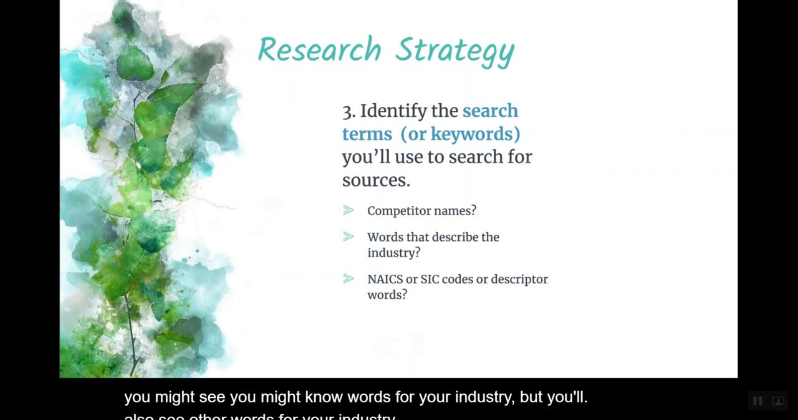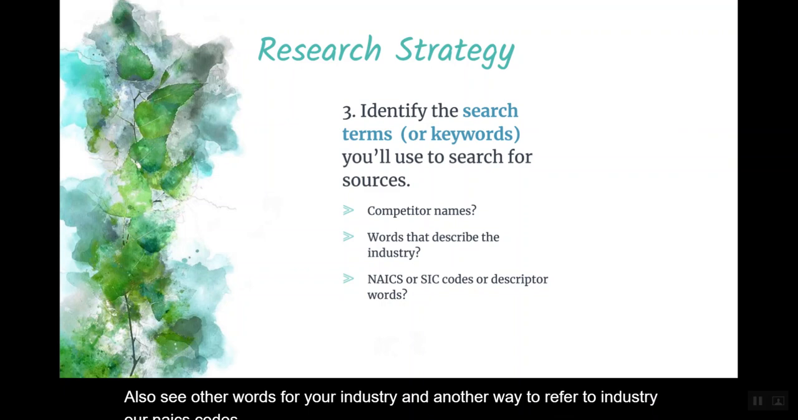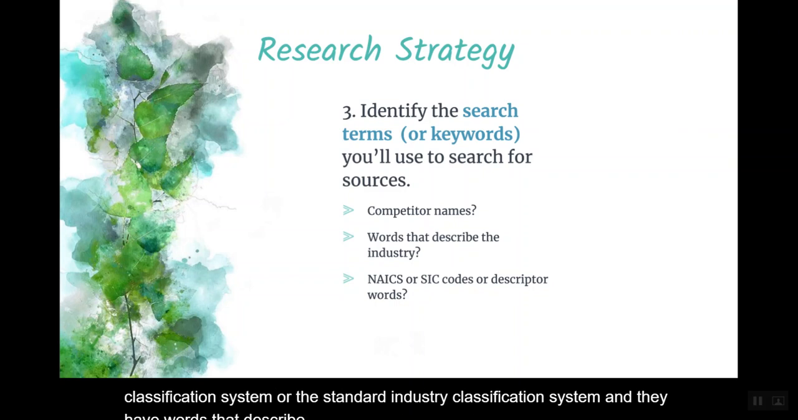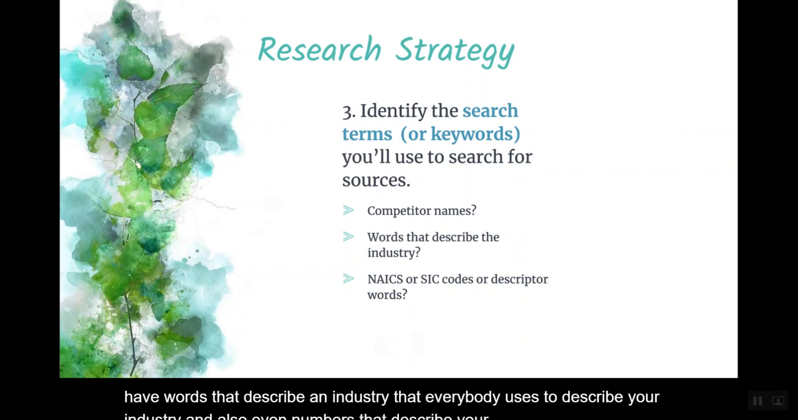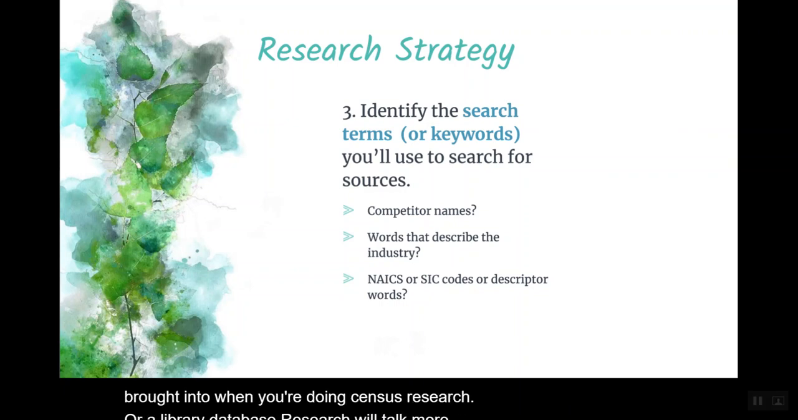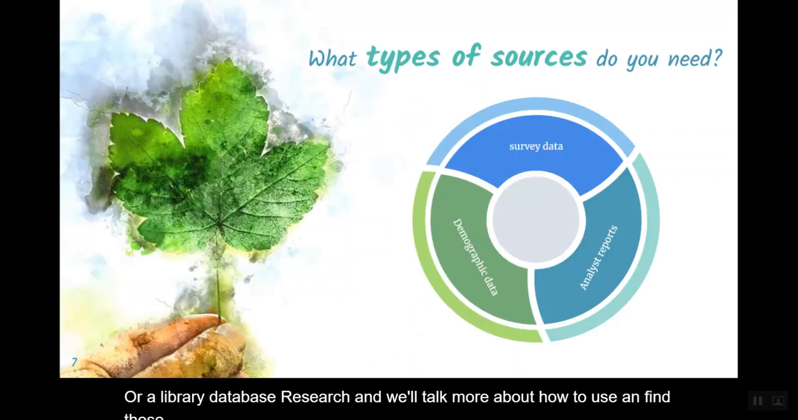Another way to refer to industry is NAICS codes or SIC codes. This is the North American Industry Classification System, or the Standard Industry Classification System. They have words that describe an industry that everybody uses, and also even numbers that describe your industry. And these can be brought into census research or library database research. We'll talk more about how to use and find those NAICS and SIC codes.